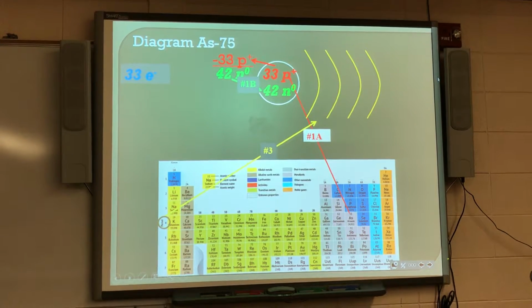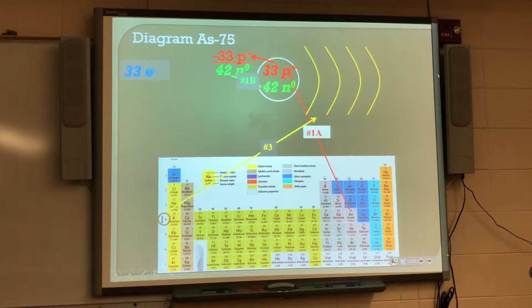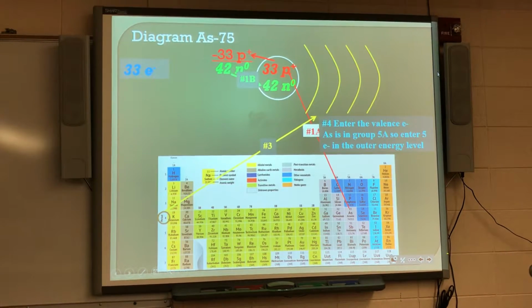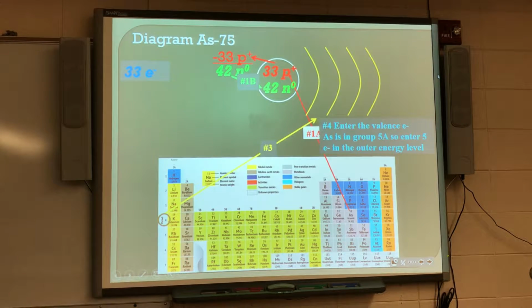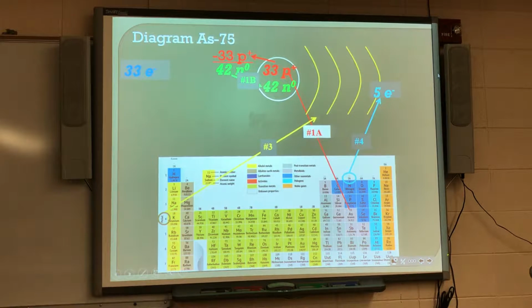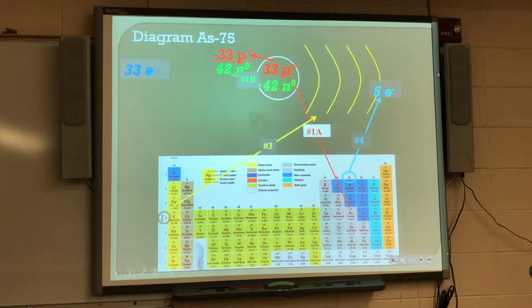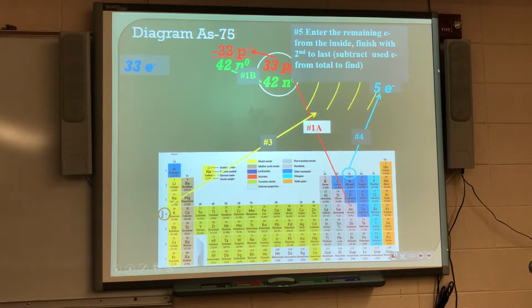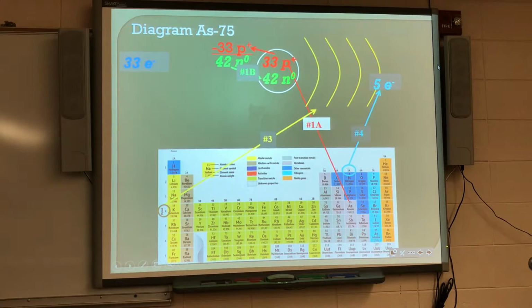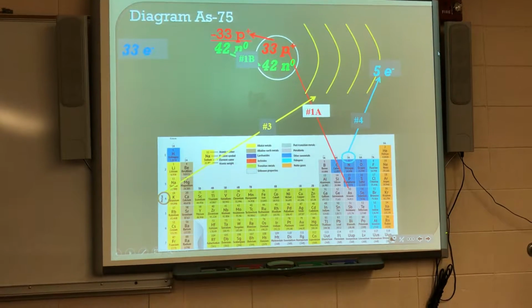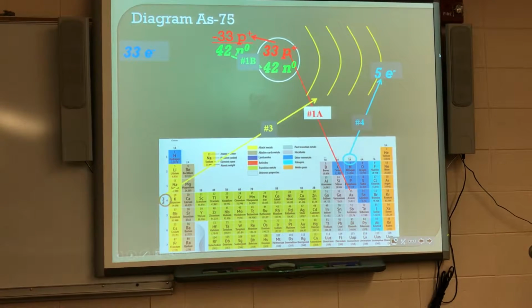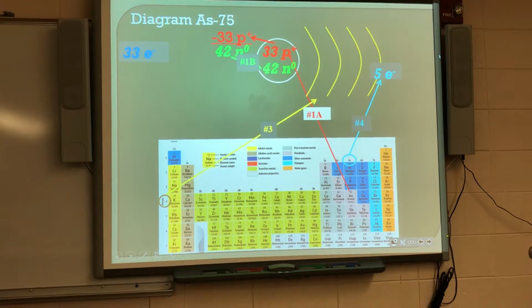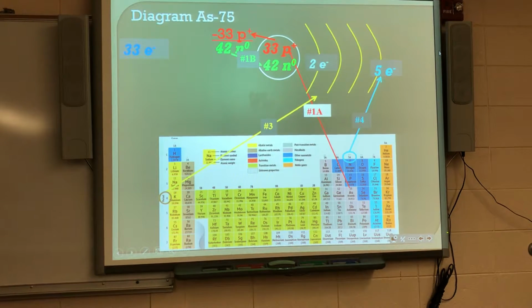The next step is to put how many valence electrons are on that last energy level. In order to do that, I need to see what group it's in. All right, arsenic is in group 5A. There's 5A. That means I'm going to put 5 electrons in the last energy level. So that's 5 of my 33 electrons. So now I'm going to go back and start filling in my innermost energy level. My innermost energy level, the first one, can only hold 2 electrons. So I'm going to put that in.